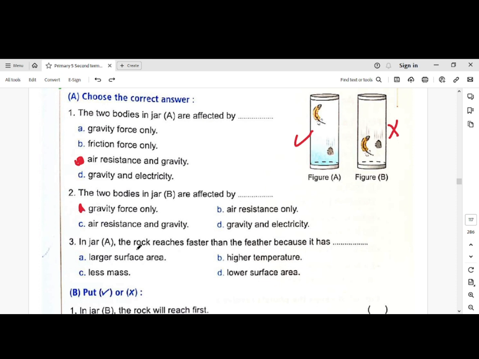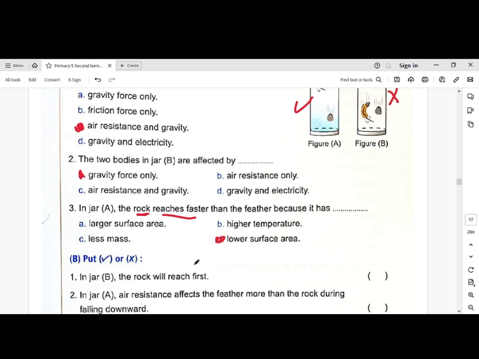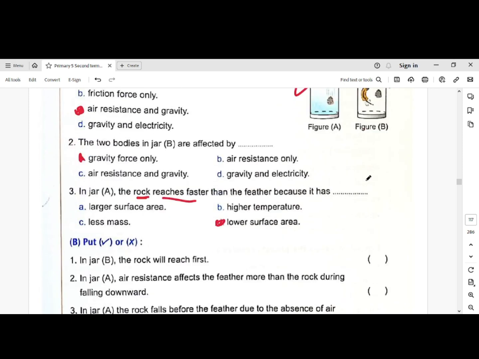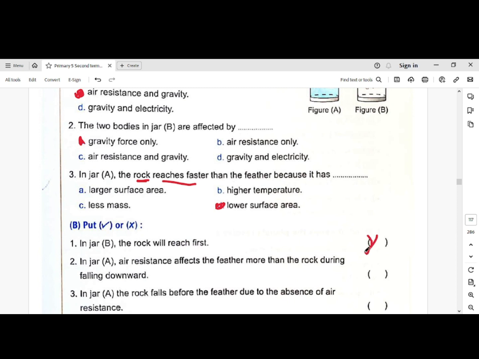In jar A the rock reaches faster than the feather because it has. He is talking about the rock now, so does the rock have larger surface area, or higher temperature, or less mass, or lower surface area? The rock has lower surface area, that is why it reached faster than the feather. Put true or false. In jar B the rock will reach first. This is wrong, the two will reach at the same time.